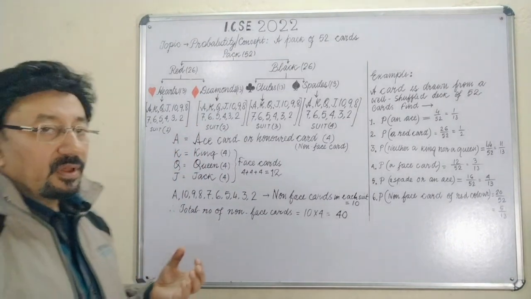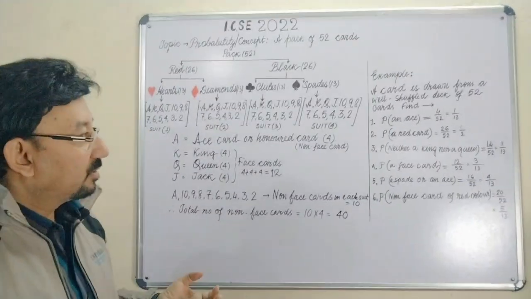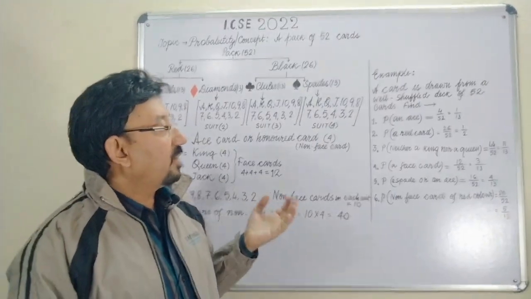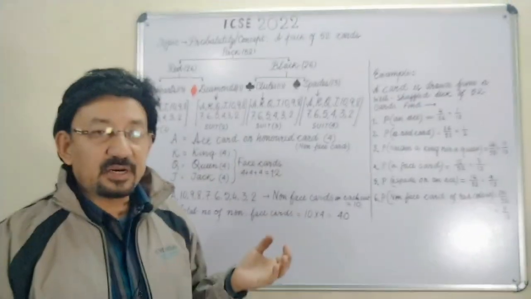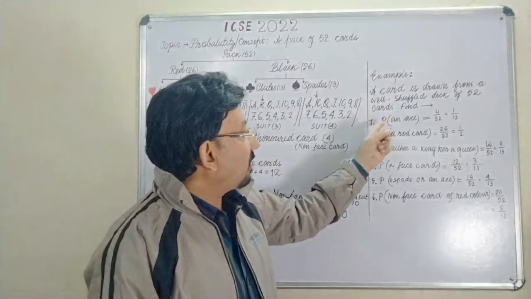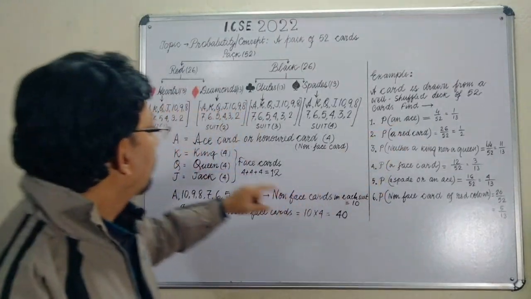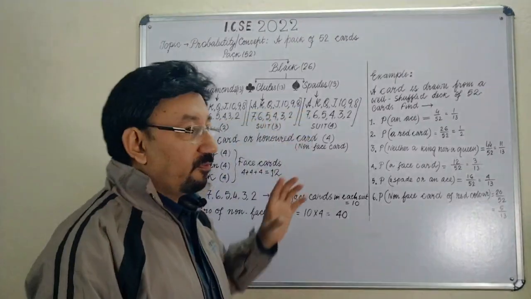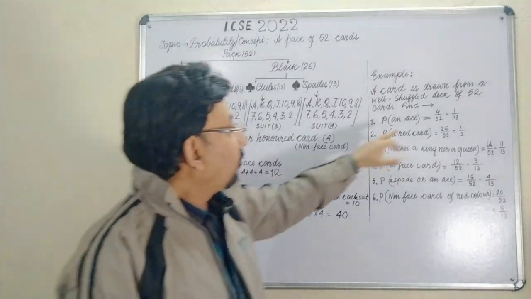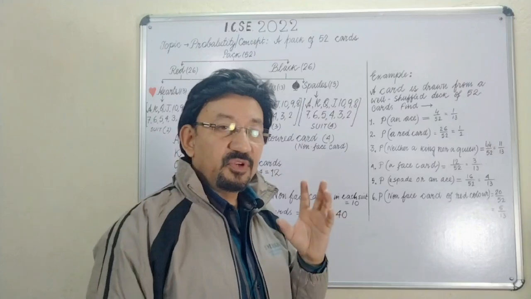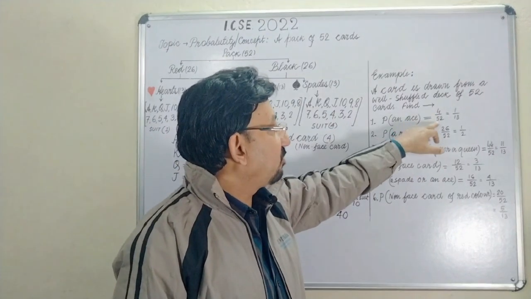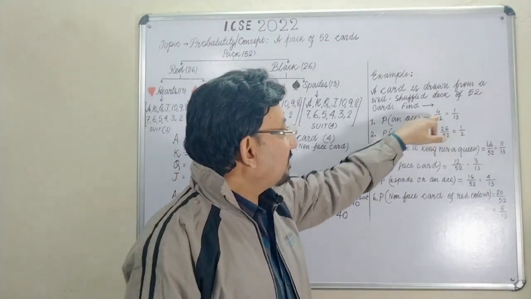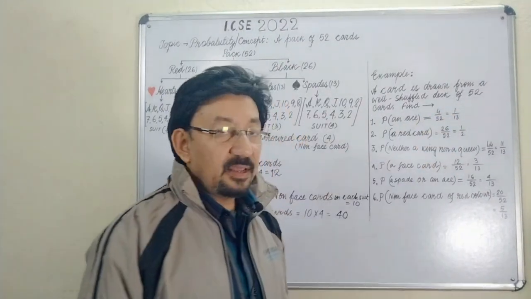Now, I am giving you an example on this concept. The question is, a card is drawn from a well-shuffled deck of 52 cards. Find the probability of an ace. You know that there are 4 aces, 1, 2, 3 and 4. So, 4 aces are present out of 52 cards. So, 4 by 52 is the probability of an ace. After cancelling it, it becomes 1 by 13.